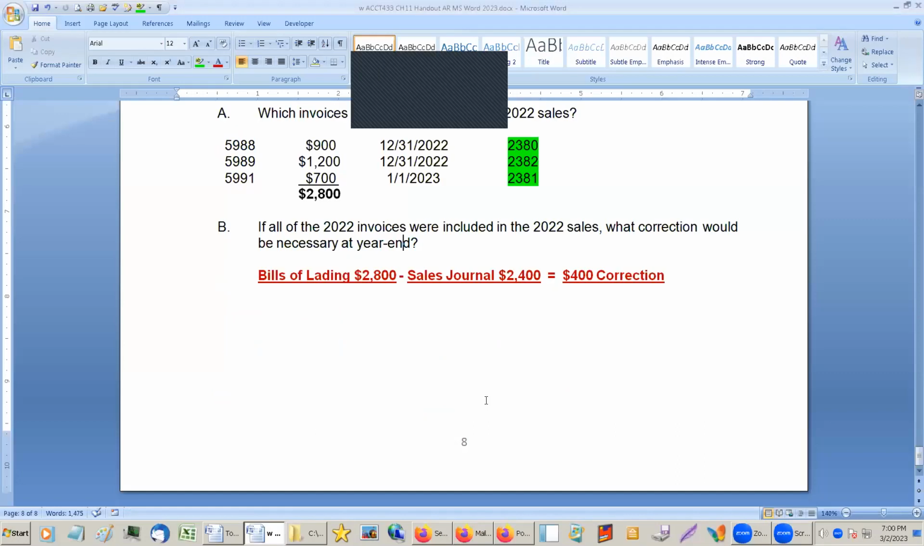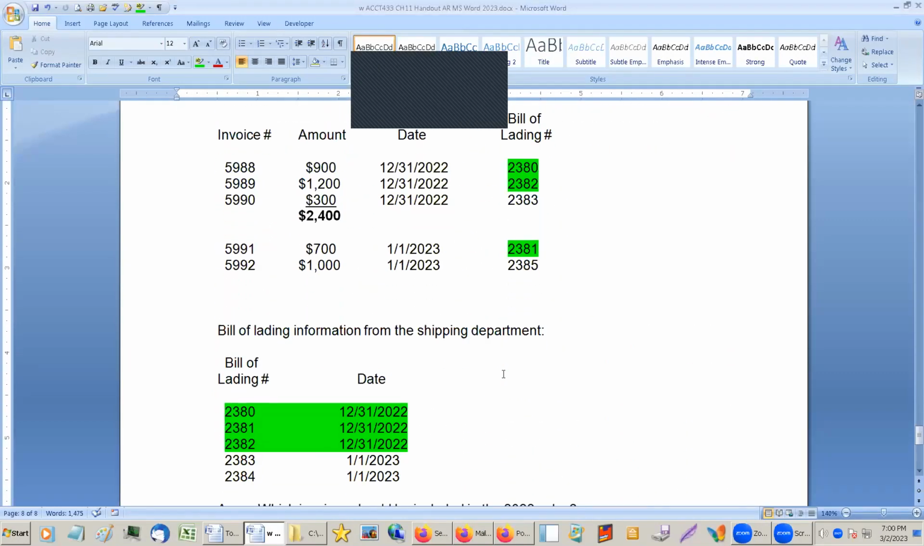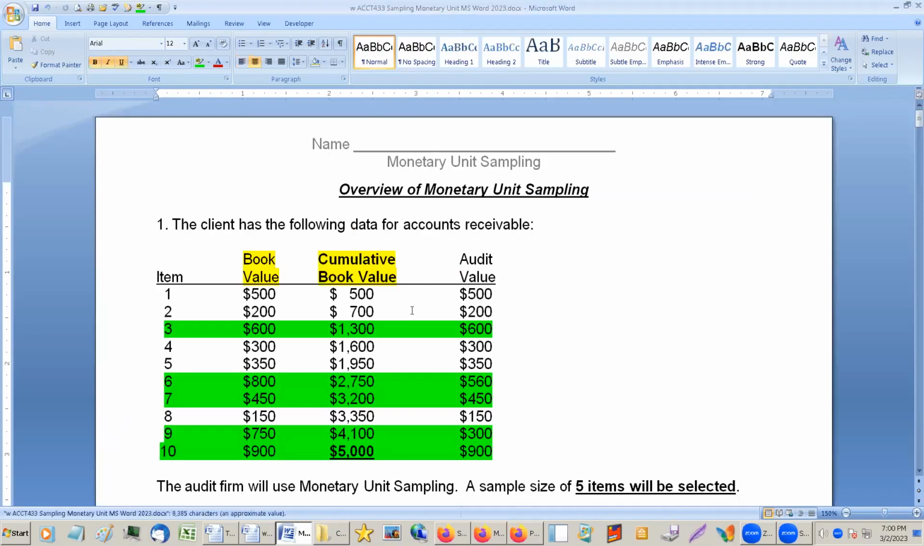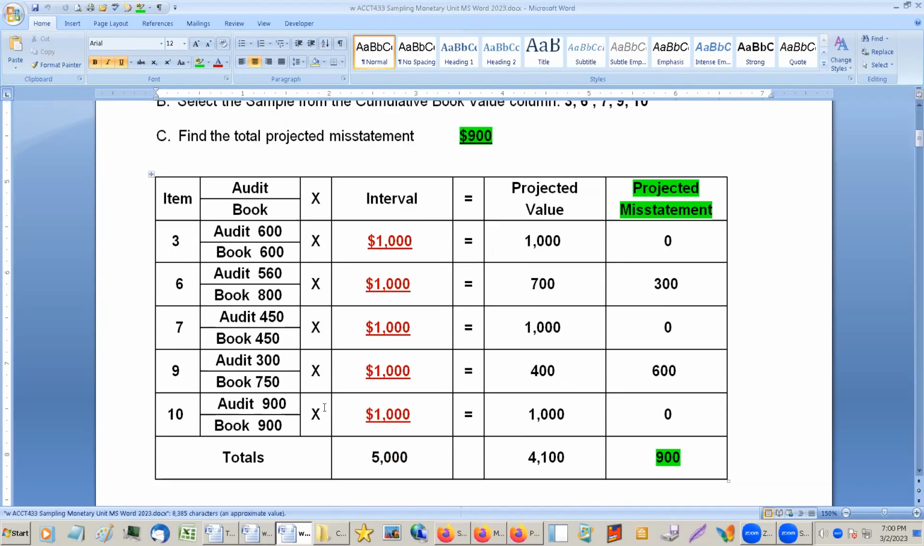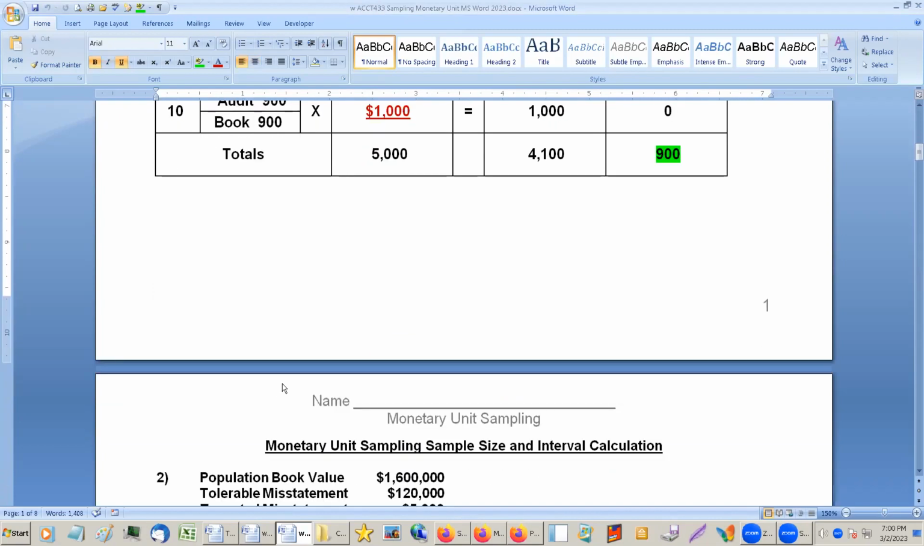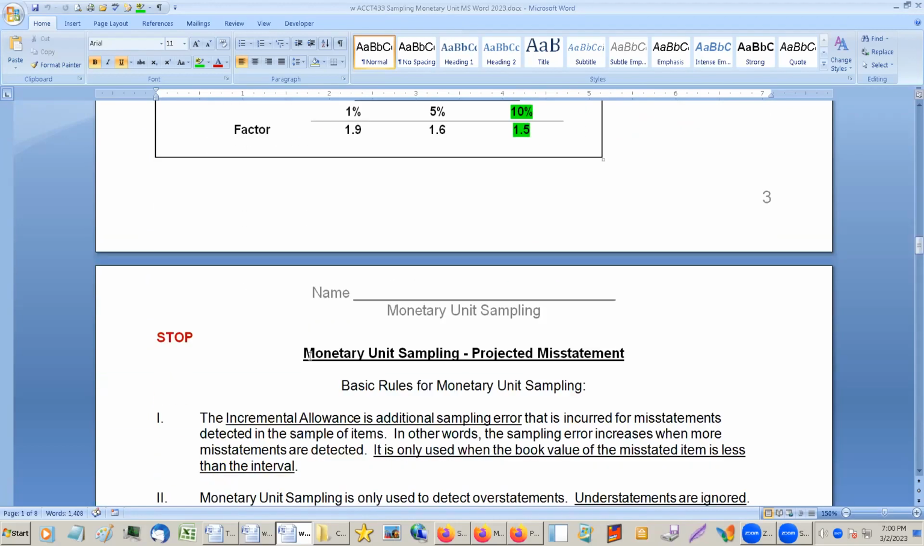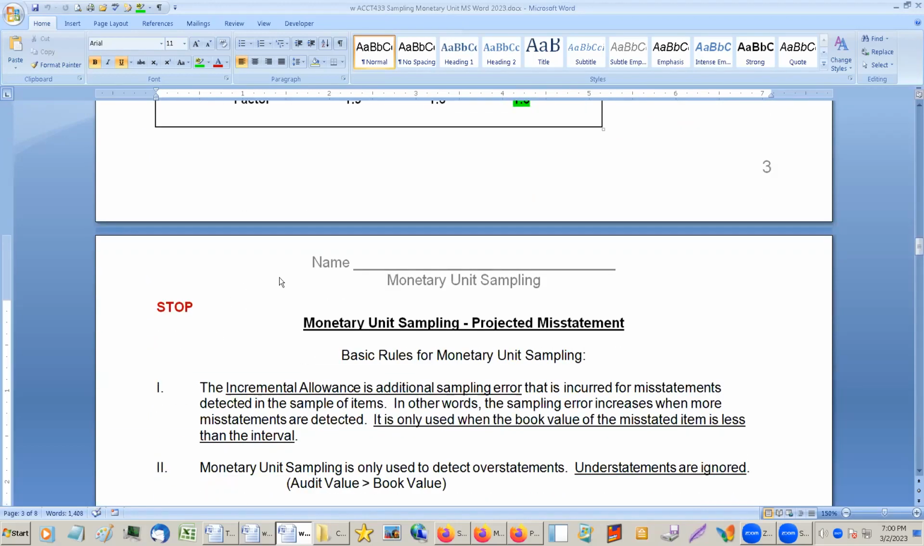All right, let's go ahead and take a break, and then we'll come back. We're done with this, right? Okay. When we come back, we'll go into monetary unit sampling. And we'll do a little bit more of the stuff from chapter 11 next week. Be back at what time is it? 7:01, say 7:11.